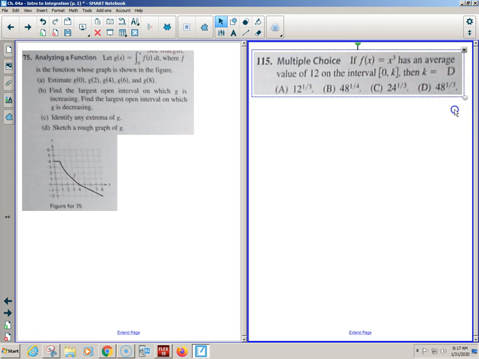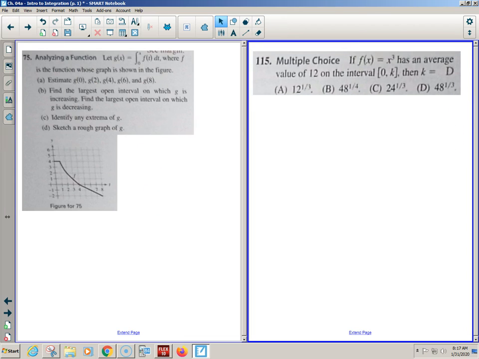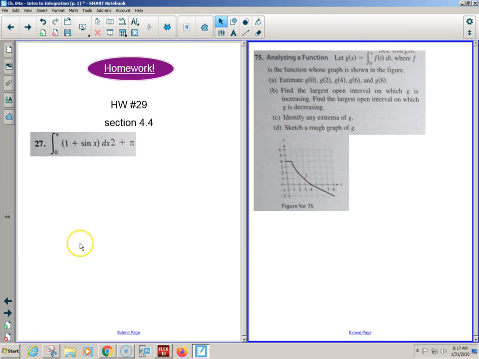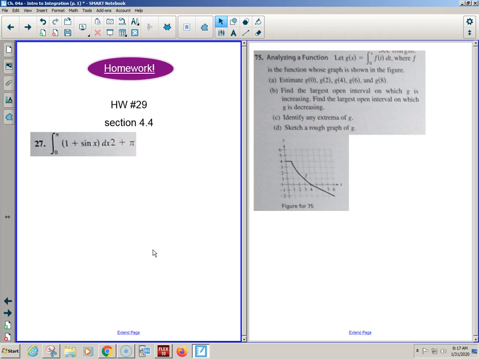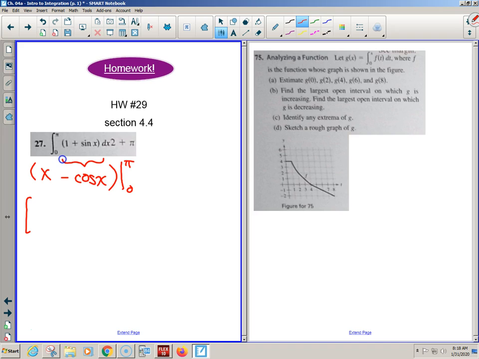Okay, so let's start back with number 27. Number 27 gave us a function, and I believe all we needed to do was take the integral. So integral, fundamental theorem of calculus. We have to find the antiderivative and evaluate that from 0 to pi, I believe. So the antiderivative of 1, Kyle, should have been x. The antiderivative of sine would have been a negative cosine. Good. Okay, now we have to do f of b minus f of a. Who do I plug in first? B. Which one's b? Pi. Top guy, right? Top guy falls in and the bottom guy comes in after. So top guy would be pi minus cosine pi.